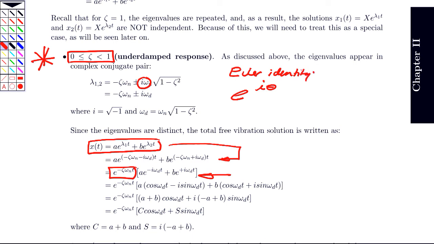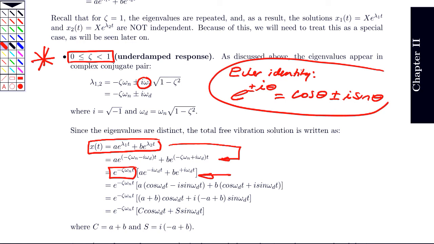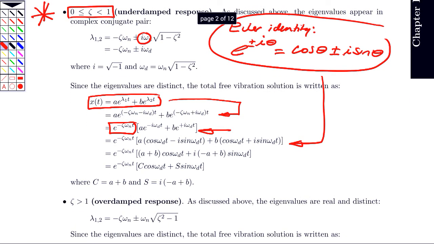And the Euler identity says if you have an exponential of an imaginary power here, that's going to be cosine of theta plus or minus i sine of theta. And you'll see that that's exactly what we've used in writing down this next line. The rest of it is just combining coefficients together to get down to our final form. And our final form shows us the truth.